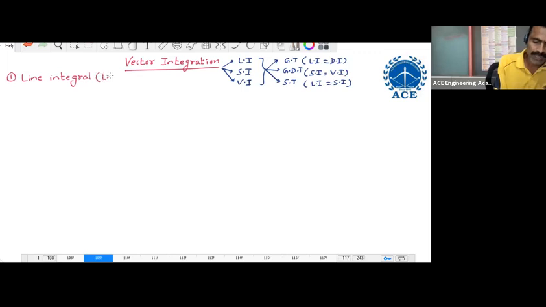In short form, L.I. Now, before going to this line integral, first we'll discuss something. For u equal to f of x, y, z, the derivatives are partial derivatives with respect to x, ux; with respect to y, uy; with respect to z, uz.